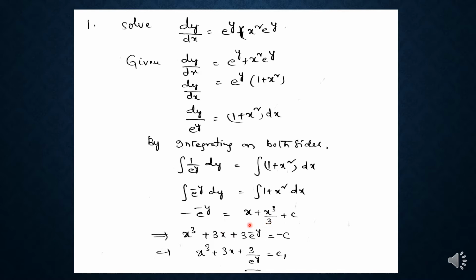By taking the LCM, we get minus e power minus y is equal to (3x plus x cube plus 3c) by 3. By cross multiplication, x cube plus 3x plus 3 e power minus y is equal to minus c. Minus c is also a constant, so we can take it as c1. So that is x cube plus 3x plus 3 by e power y is equal to c1.